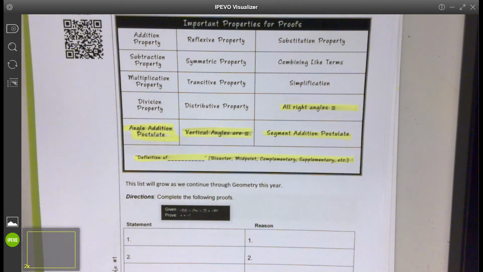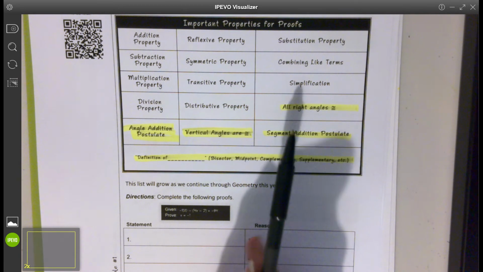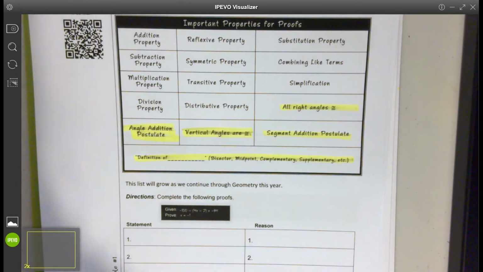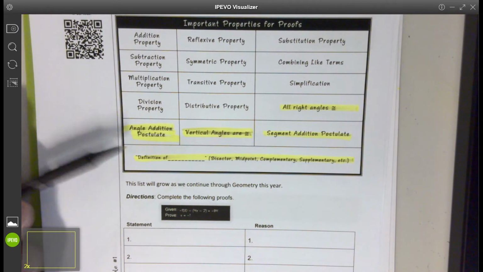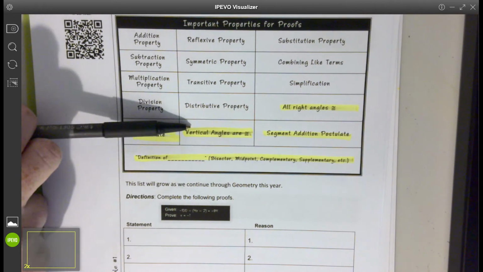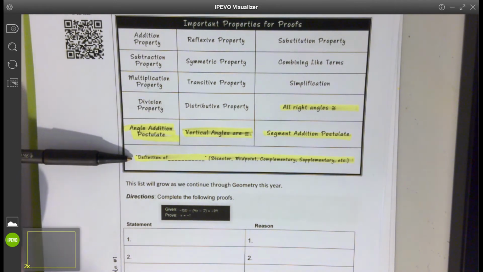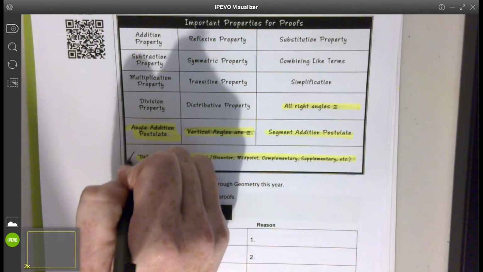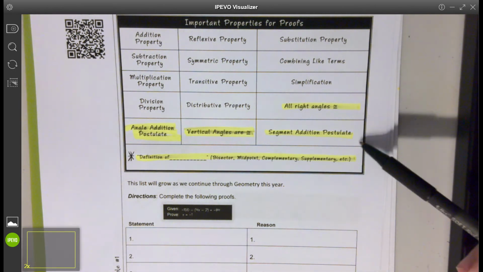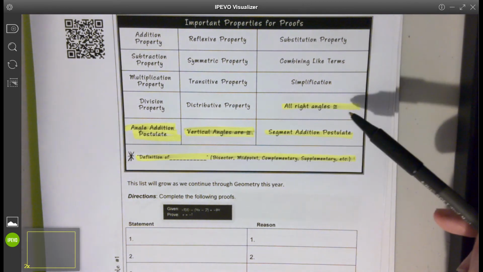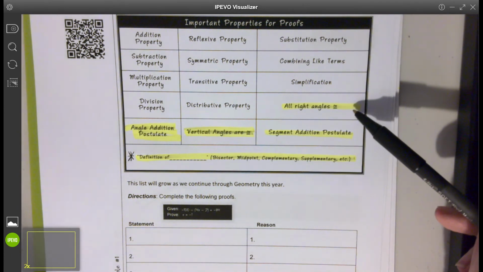All right, so today we're going to continue on with writing our proofs. And as you can see, I highlighted some more reasons in our proof. You can see that we have our postulates like our angle addition postulate, vertical angles are congruent. Definition of, this one is crucial. Any definition that we use in our class can be used as one of our reasons in our proof. And then we have segment addition postulate. And then we also have all right angles are congruent.